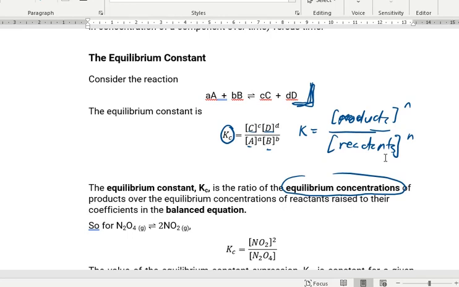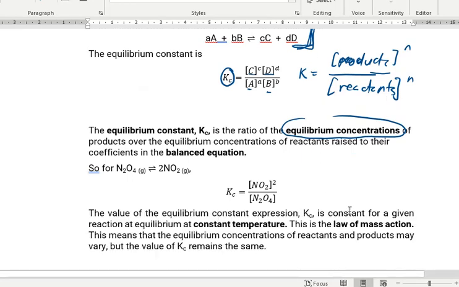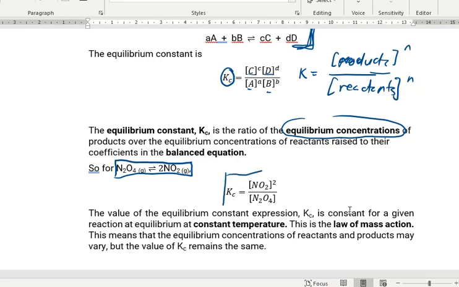So, that means, for our reaction, N2O4 to 2NO2, the equilibrium constant is NO2 squared over N2O4. Okay? Now, take note class that whenever you write the equilibrium constant expression, you should write this as how the equation is written.